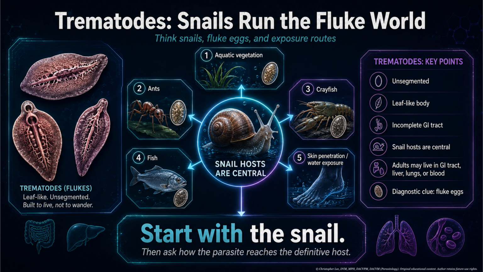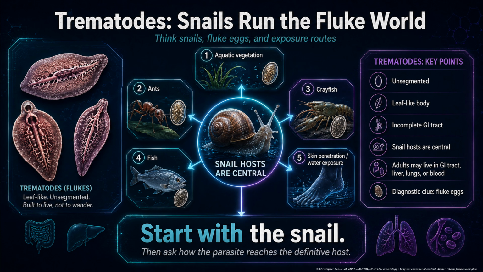For veterinary flukes, start with the snail. Most of the flukes emphasized in this course are digenetic, meaning trematodes with indirect, multi-host life cycles. Nearly all use a mollusk, usually a snail, as the first intermediate host. So when you hear fluke, ask where the snail fits. After the snail, the route varies. Cercariae may encyst as metacercariae on aquatic vegetation or inside ants, crayfish, fish, or other hosts. For blood flukes, cercariae instead penetrate the definitive host directly through the skin.